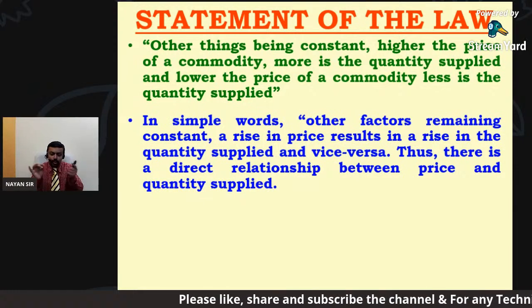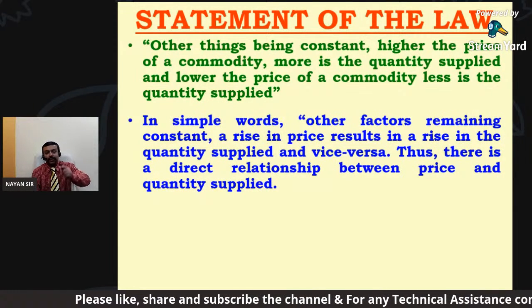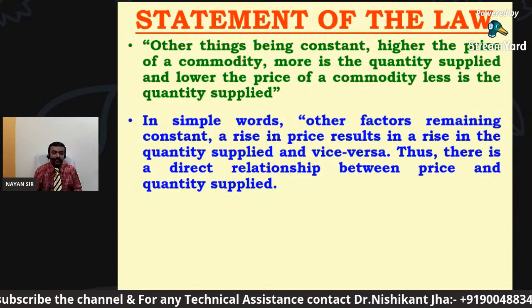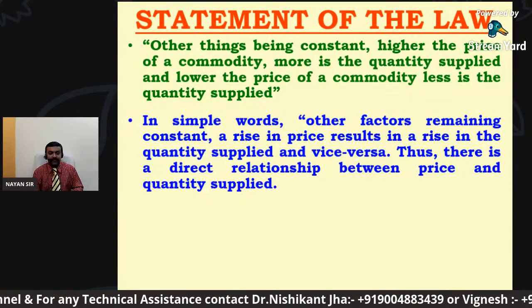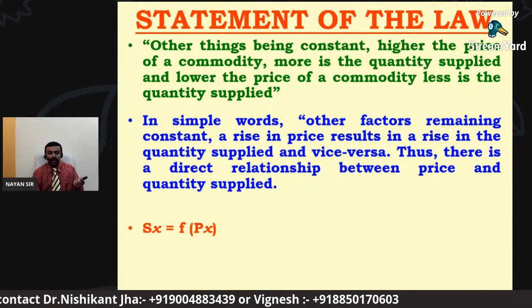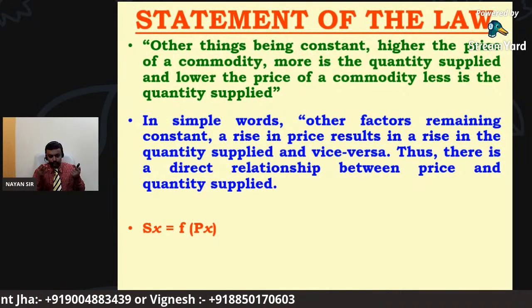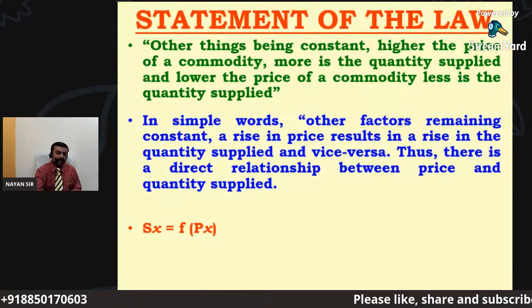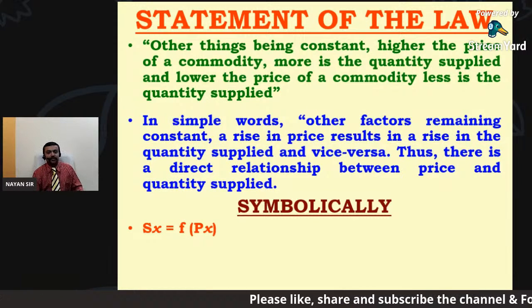Hence we understood that there is a direct relationship between price and quantity supplied. Symbolically it is written as Sx = f(Px), where x is nothing but a simple commodity, that is goods, while P is the price, S is the supply, and f is the function, that is some relationship.